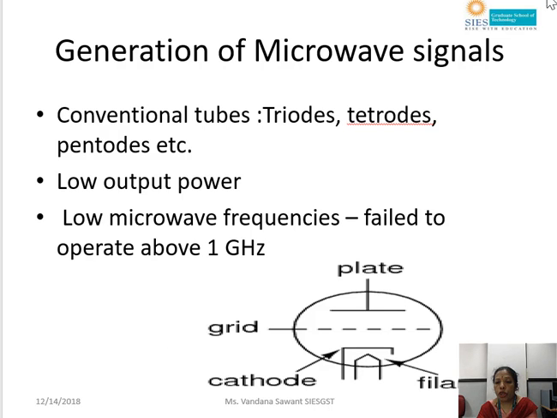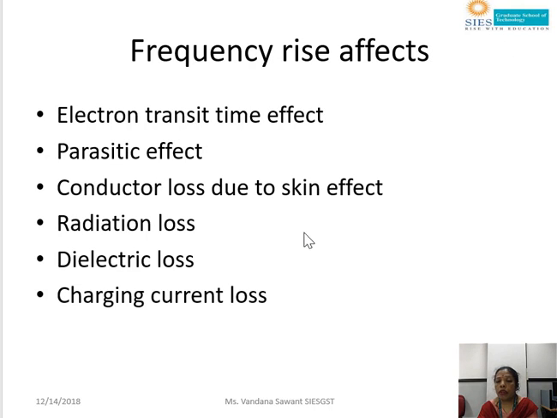But if you want to use this tube at a higher frequency, what happens? If the frequency rises, certain effects take place. The first is the electron transit time effect at higher frequencies. The second is the parasitic effect. The third is conductor loss due to the skin effect, radiation loss, dielectric loss and charging current loss. Now we will see them one by one. The electron transit time effect is a very big limitation at high frequencies, and so is the parasitic effect. We will see these in detail afterwards.